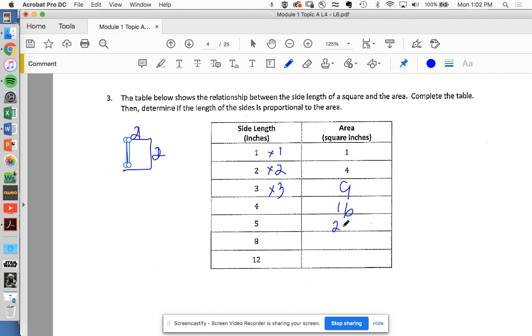5 times 5 is 25. Don't get stuck in the 5 times 6. 5 sets of 5, which would be 25. 5 nickels. What about 8 times 8, which would be 64, and 12 times 12, which is 144.